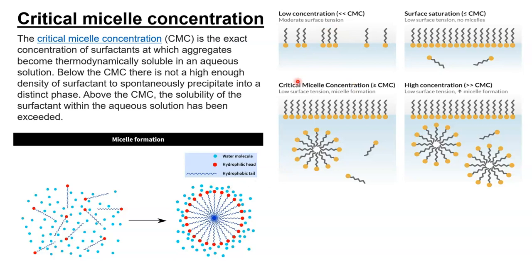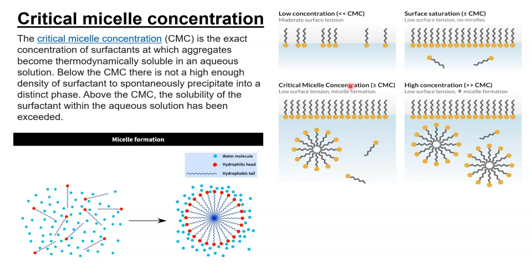And now we are going to discuss this figure. So as you can see, at low concentration of surfactant, there is moderate surface tension as there are not many surfactant molecules on the surface of water. But as you increase the surfactant concentration, the molecules on the surface increase and the surface tension decreases.